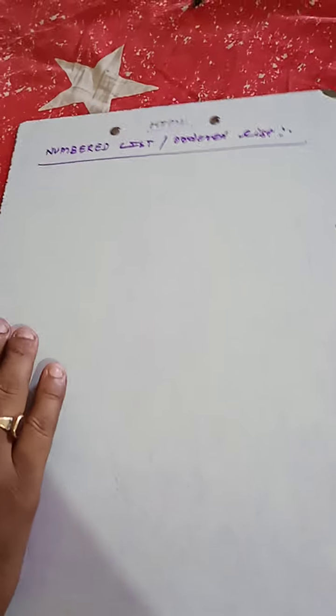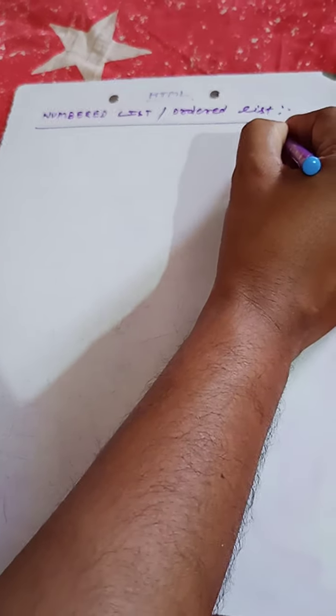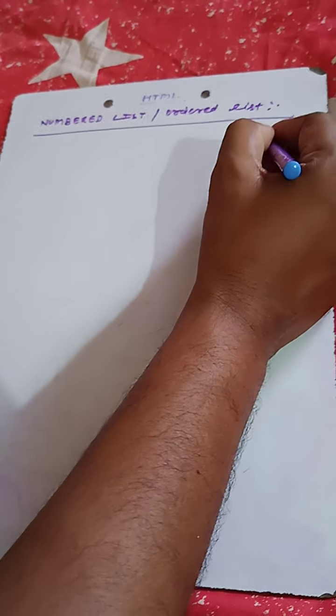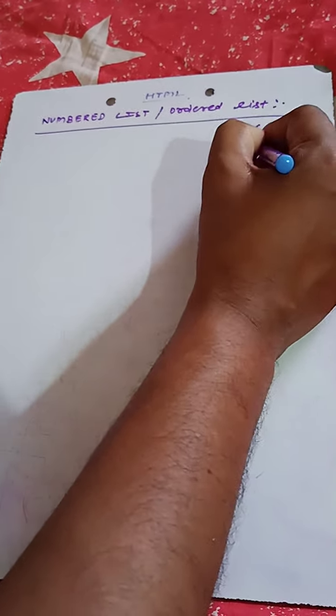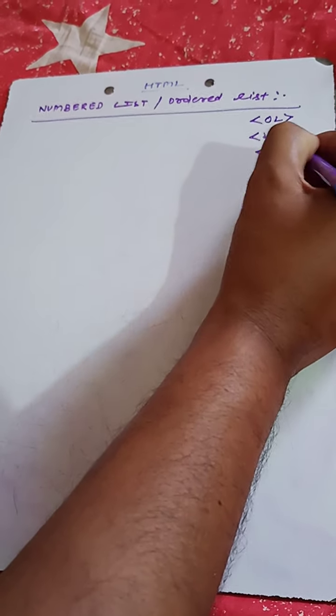Yes, hello students. In this tutorial we are going to talk about the numbered list, or you can say ordered list. To create the ordered list you need to use the OL tag, and along with the OL tag you can use the li tag. You need to close the OL tag. This is the syntax. Now let me make it more clear with the help of an example.